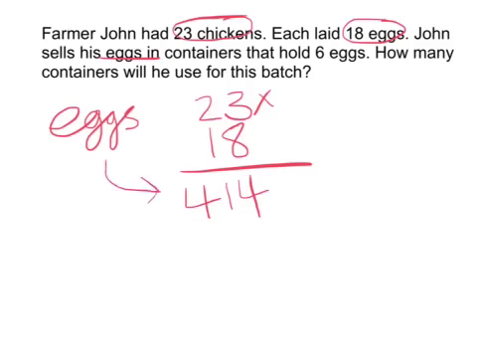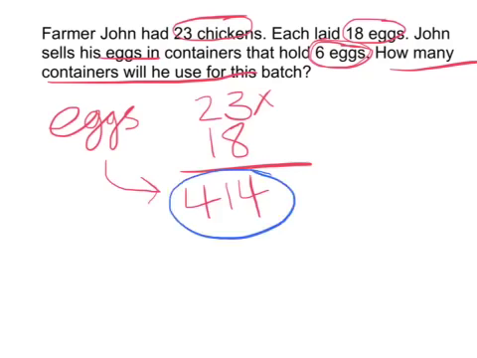Great. Well, what next? Okay, John sells his eggs in containers that hold 6 eggs. How many containers will he use for this batch? Okay, so I think the key number there has got to be each container holds 6 eggs. So the question we've got to ask ourselves is, well, if each container holds 6 eggs and there are 414 eggs, how many containers is he going to use?